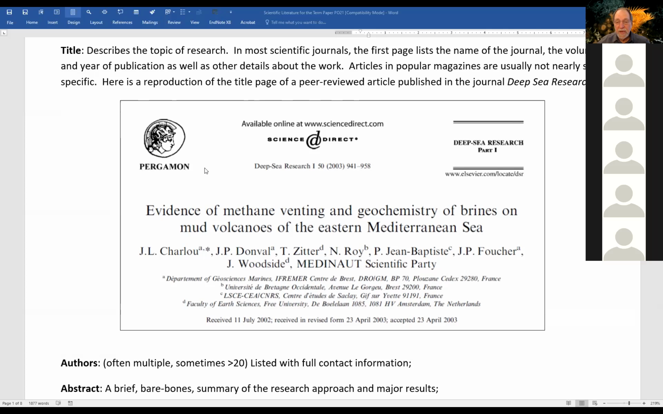And so the title page of an article published in a scientific peer-reviewed journal will give the title of the journal. In this case, the journal is called Deep Sea Research. And then it gives you the volume number, the date of publication, and the pages that the article occupies in that volume of the journal. Okay, so when you see this kind of masthead, that's a pretty good indication that you're looking at a peer-reviewed article.